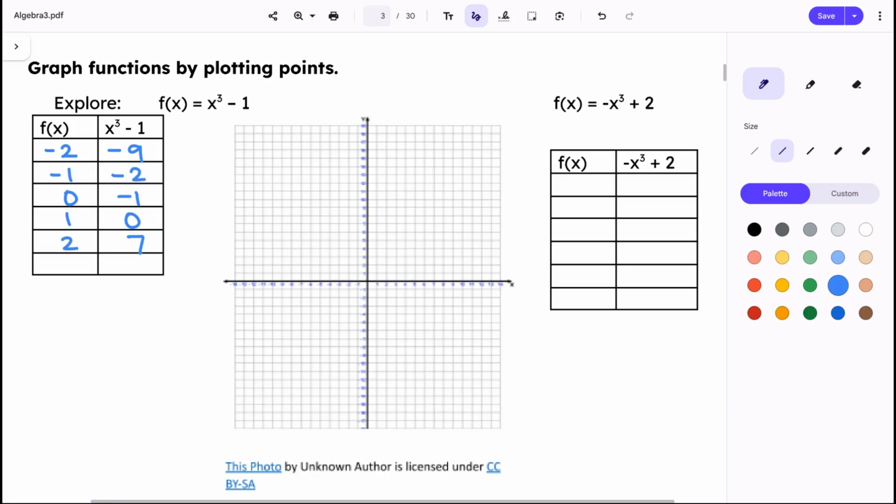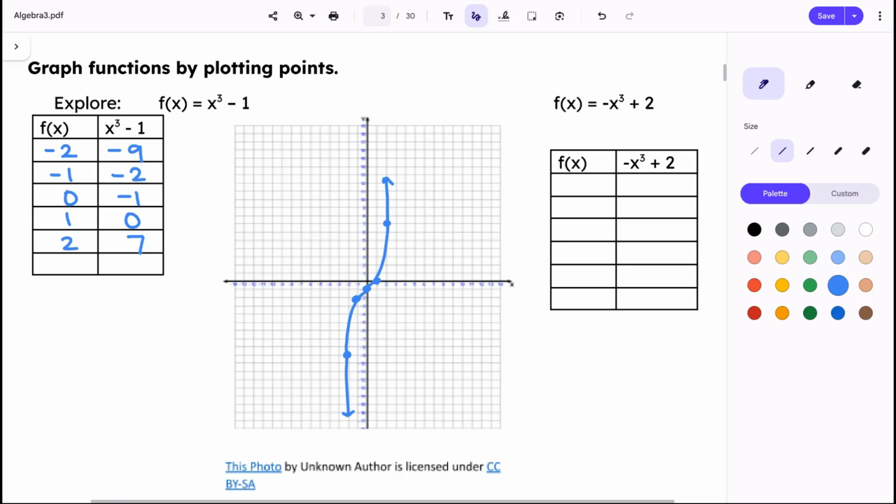So -2 down here, negative. Wow. This is not a great graph. You can barely read those numbers. Okay, so that's what that should look like, almost like an S shape. That's going to happen when you have x to the third. It's going to make that shape of a graph.